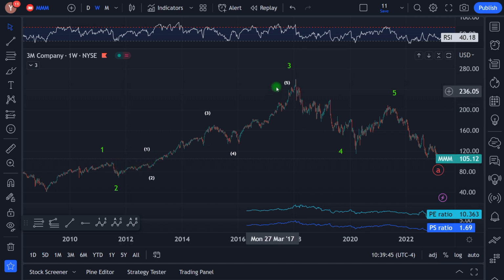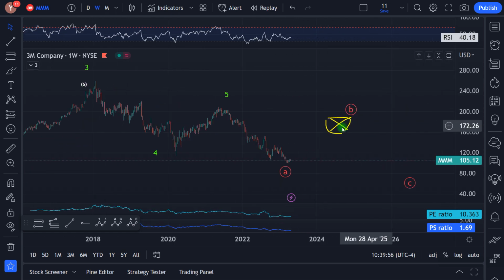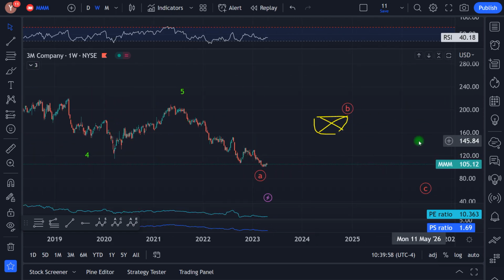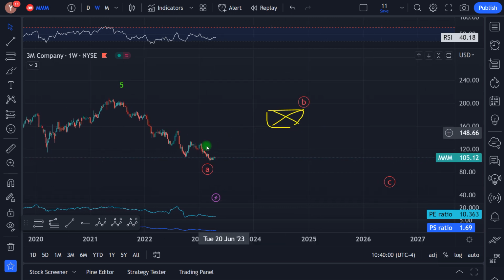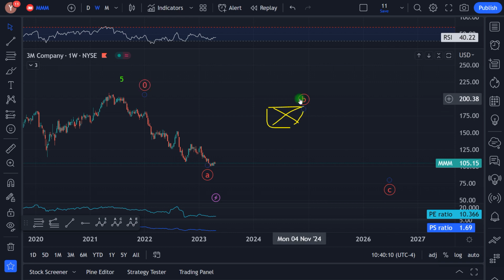Also we can see that the third wave, usually the largest wave in the impulse, can be reflected as another impulse. This is the first, the second, the third, the fourth and the fifth. Now of course we're in a correction, most probably an ABC move. I think maybe the wave A finished here, and now we may see a bounce at wave B.